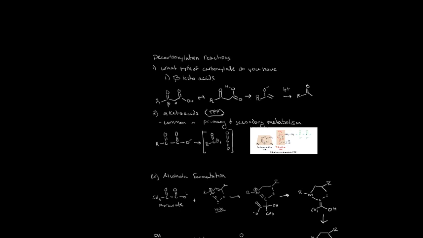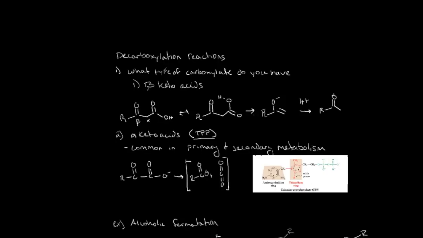But what you really want to ask yourself when you're talking about decarboxylation reactions is, what type of carboxylate do you have? Now, the first thing to consider is a beta-keto acid. Beta-keto acids, shown here, are actually quite prone to decarboxylation. So here's an R group over here, and this is your carboxyl group.